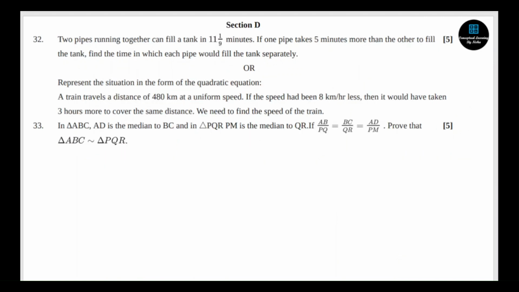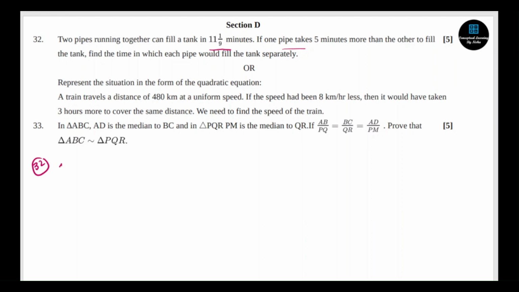Alright, now very interesting questions. Again, you have to solve any one of them, but we'll solve both of them for 32. So first, two pipes running together can fill a tank in 11 1/9 minutes. One pipe takes 5 minutes more than the other. So let's take the one pipe.